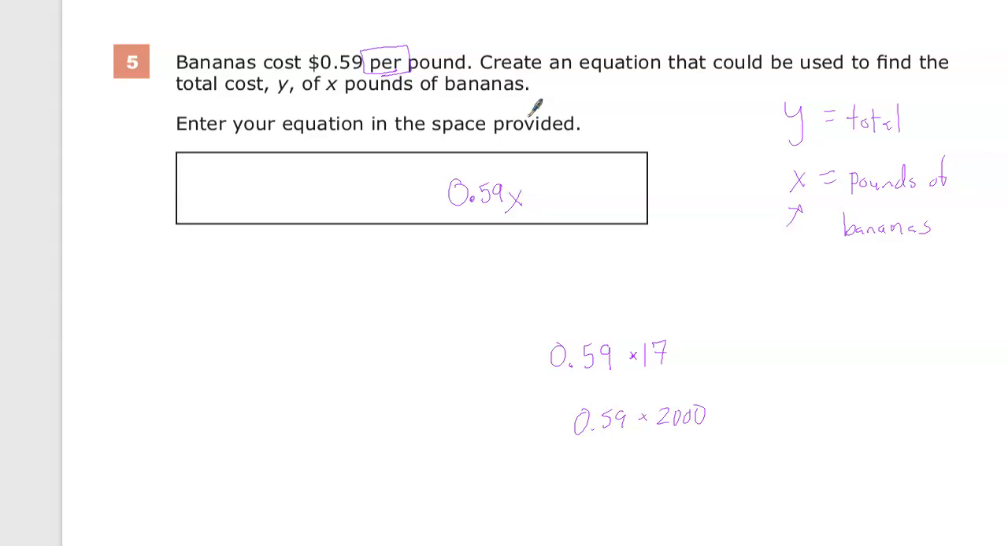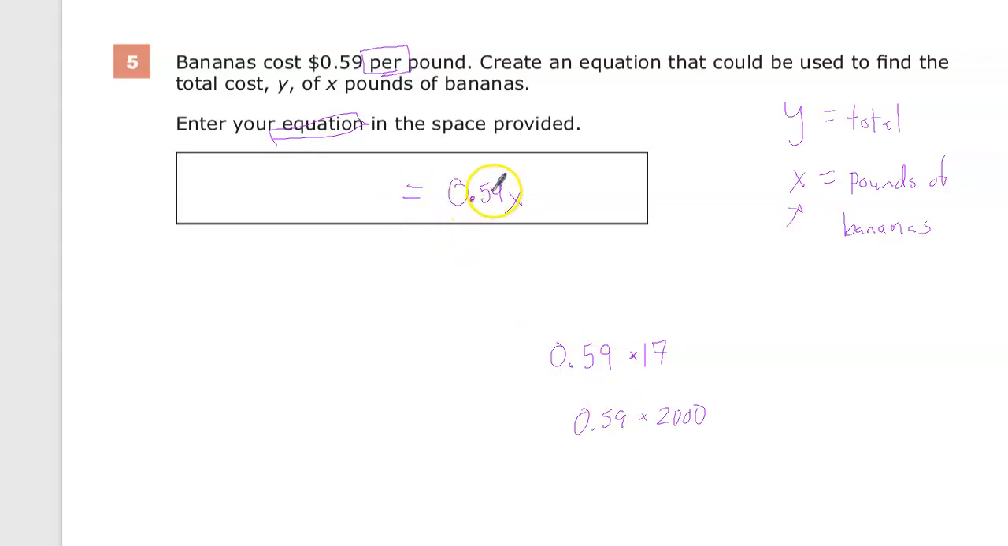So what else do I have to do? Am I done, right? Nope. It asked me to create an equation. The whole purpose of an equation is that it has an equal sign in it. Otherwise, it's not an equation, it's just an expression. So I need to put an equal sign in there and now figure out what it's equal to.